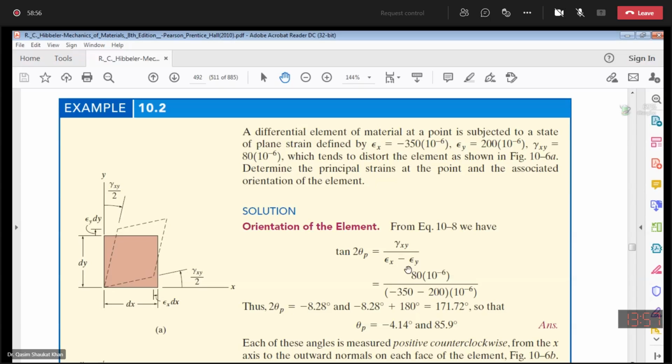So minus 8.275 degree, 2 theta p. Yeah, you are basically calculating 2 theta p. One value is coming to you as minus 8.28 and the other one is 171.72. So please calculate theta p1 and theta p2.